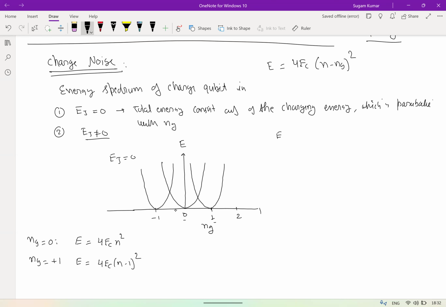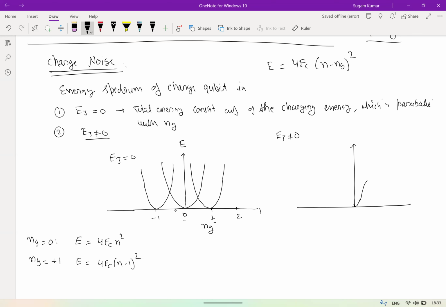But now if I go for EJ not equal to 0, in this case maybe I can avoid too much mathematics. Simply I can say that the Josephson junction is going to couple the charge states, and this will cause energy level splitting. Very similar to what you can think about in solid state, how band gaps evolve in a periodic potential. Similar kinds of things are going to happen here also.